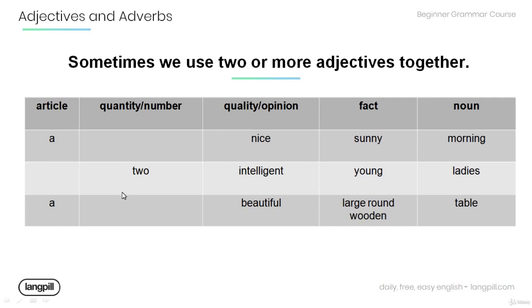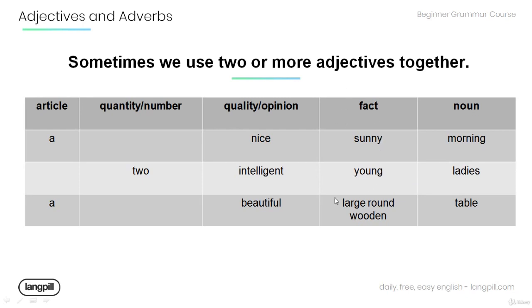And in the sentence, two intelligent young ladies. There are three adjectives modifying the noun ladies. The adjective two is the quantity or the number of ladies. And the adjective intelligent describes the quality or opinion about the ladies. And the adjective young is a fact.